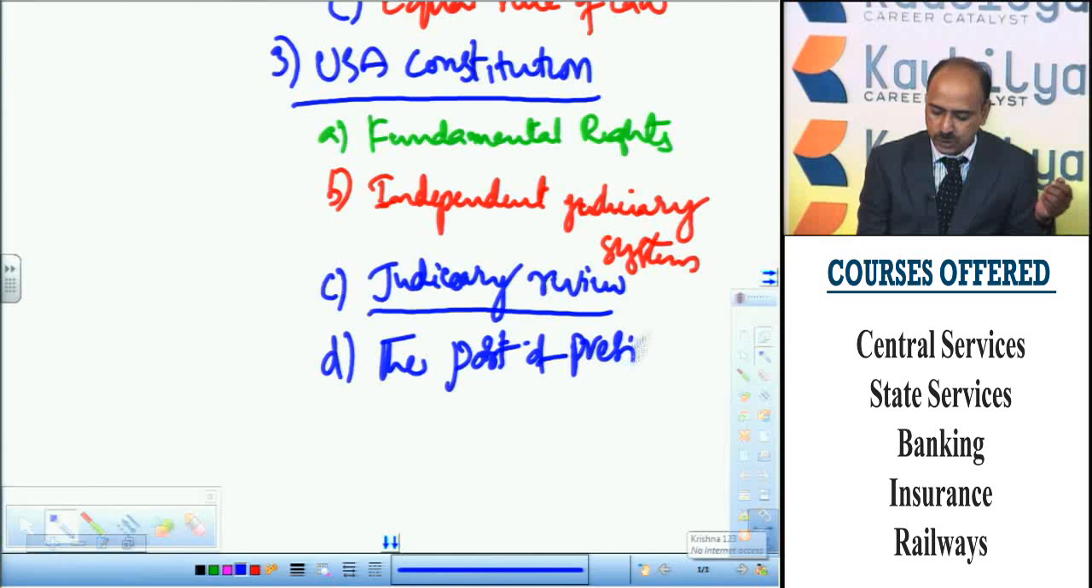Only the president post, but not powers. The president's powers are equal to the British Queen. Just only the post.